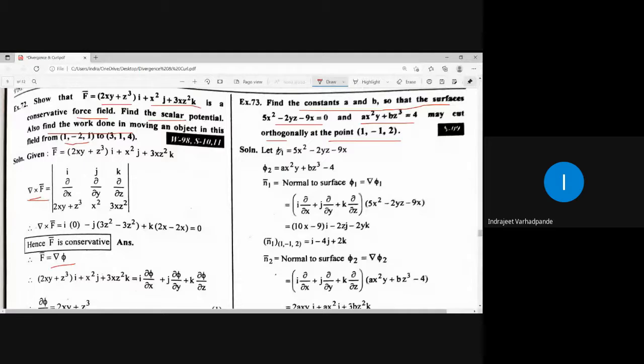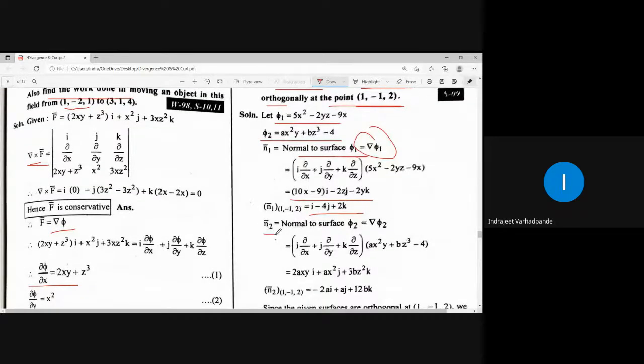So let the first surface be phi 1, the second surface be phi 2. N1 bar is the normal to the surface phi 1, which is grad phi 1. Grad phi 1 means del phi 1 by del x into i, del phi 1 by del y into j, del phi 1 by del z into k. So appropriately you get the derivatives, and at point (1, -1, 2) we get the vector as i minus 4j plus 2k.